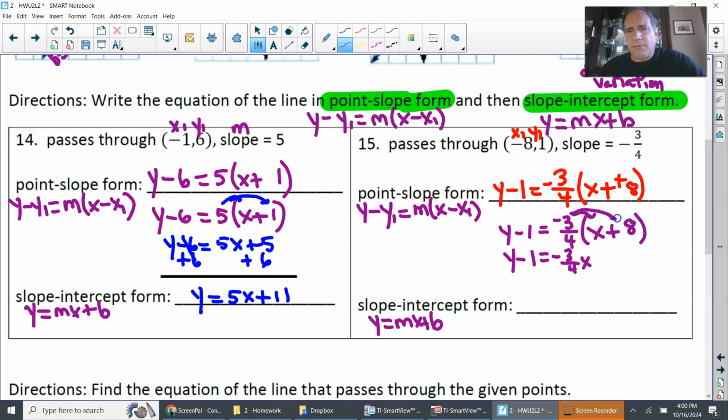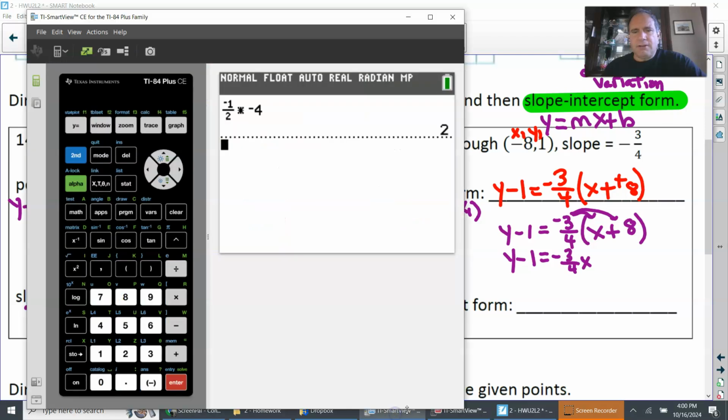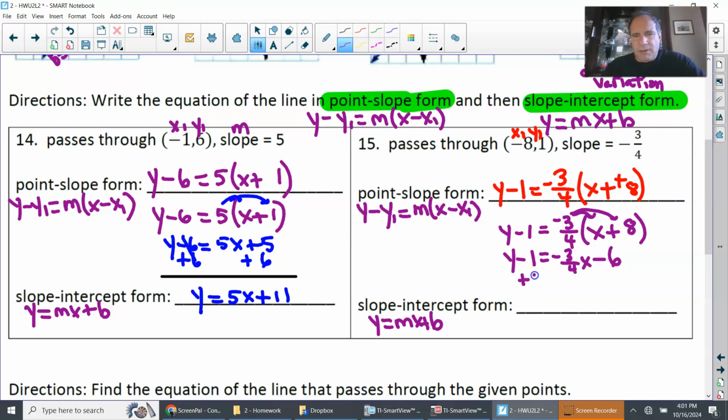And negative 3 over 4 times 8, I'm bringing up my calculator for this. Press alpha x, negative 3 over 4. You don't have to change it to a decimal because the calculator has that fraction symbol, and then you multiply it by 8. And let's see what it is. It's nice. It's negative 6. That is really nice. Plus 1 on both sides.